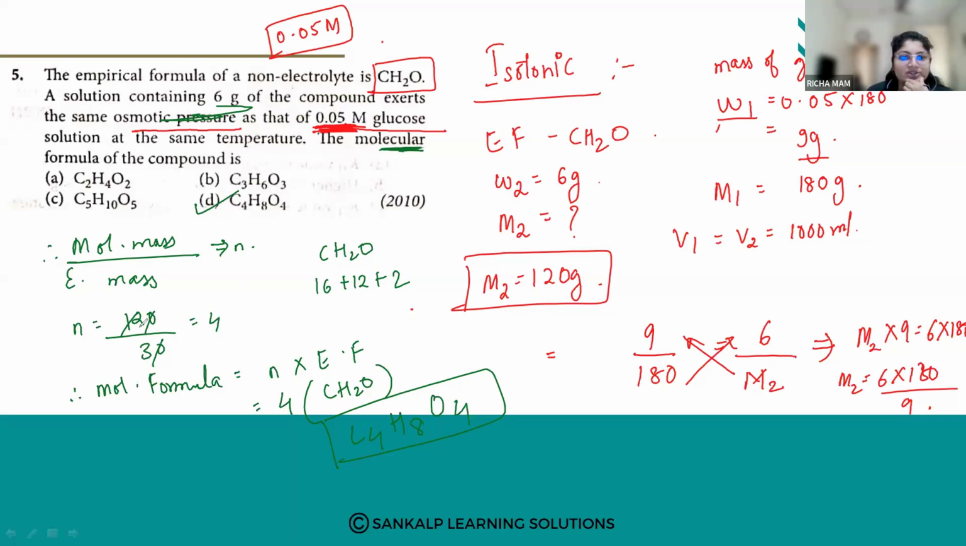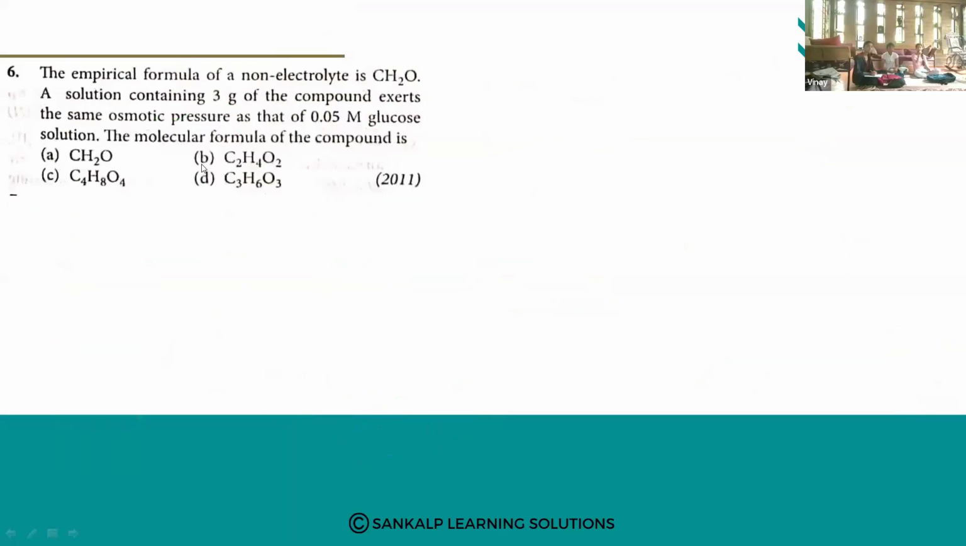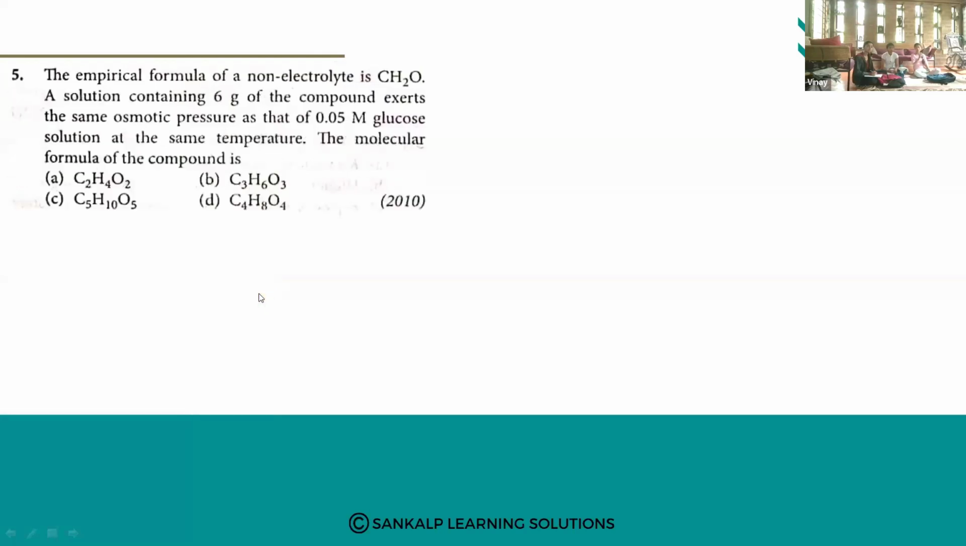Similar, one more question is there, you have to solve this. Isotonic means they are mentioning the same osmotic pressure. If they are not mentioning it, how do we proceed? In the question they are saying the same osmotic pressure, right? Same osmotic pressure means we have to use the isotonic formula. These are questions based on isotonic.